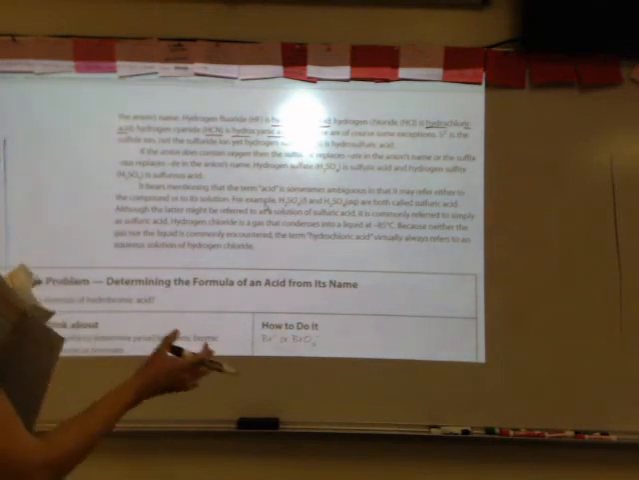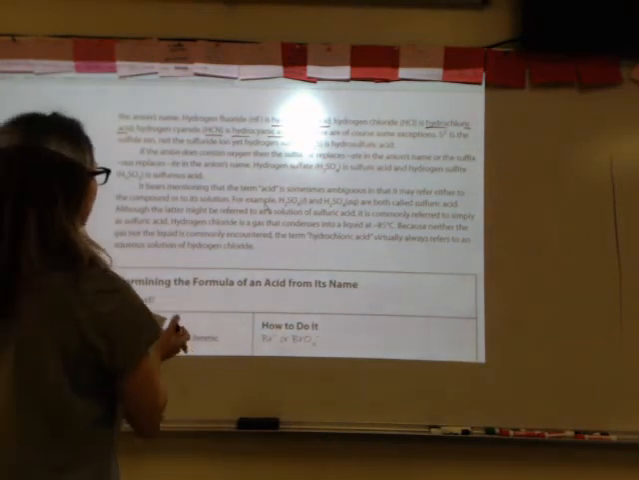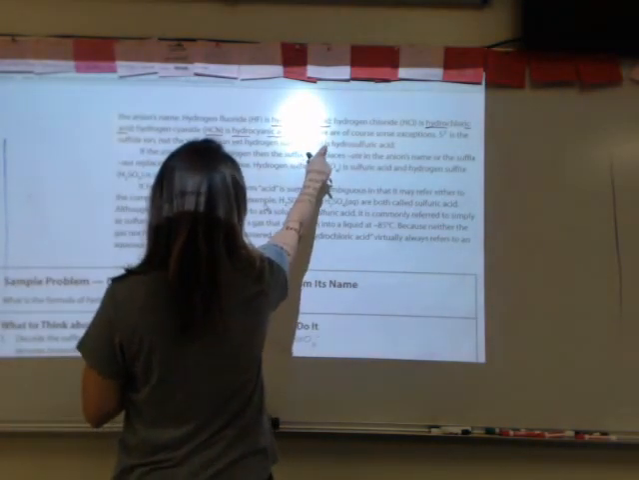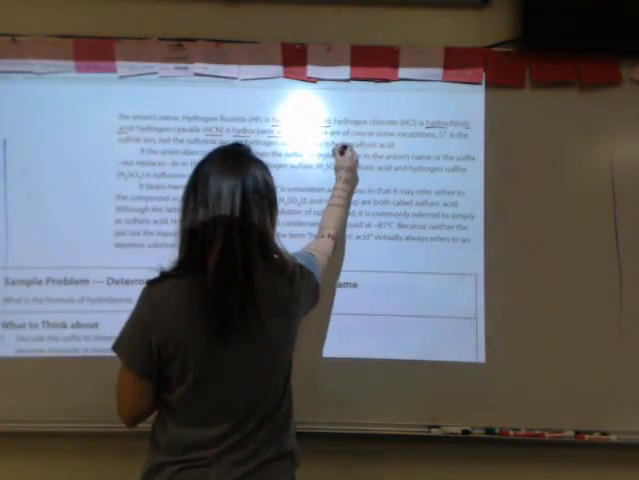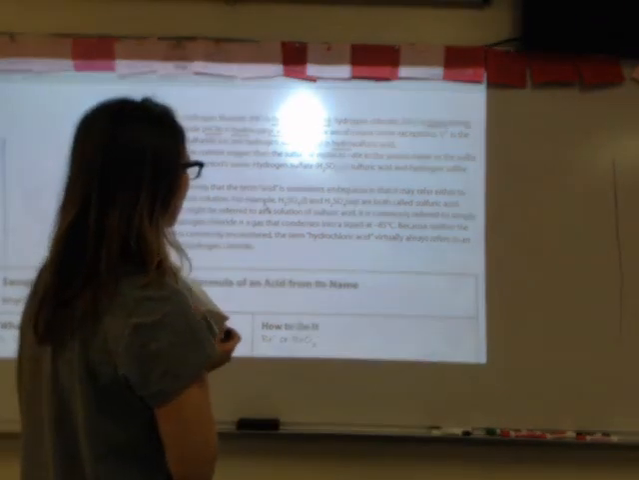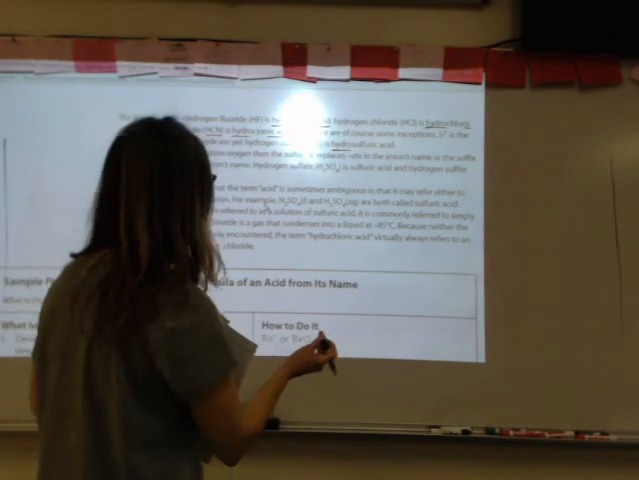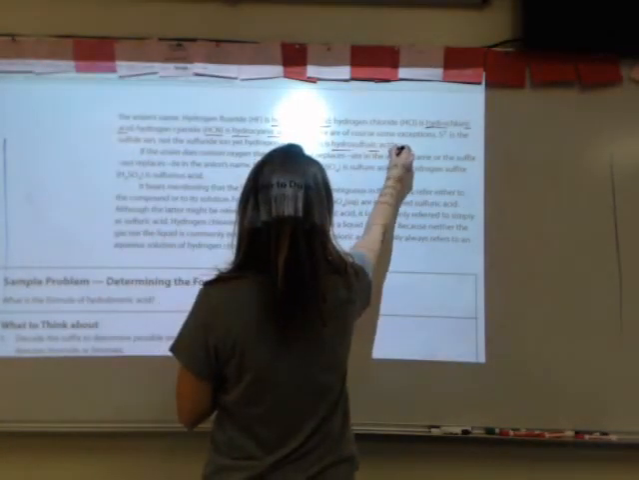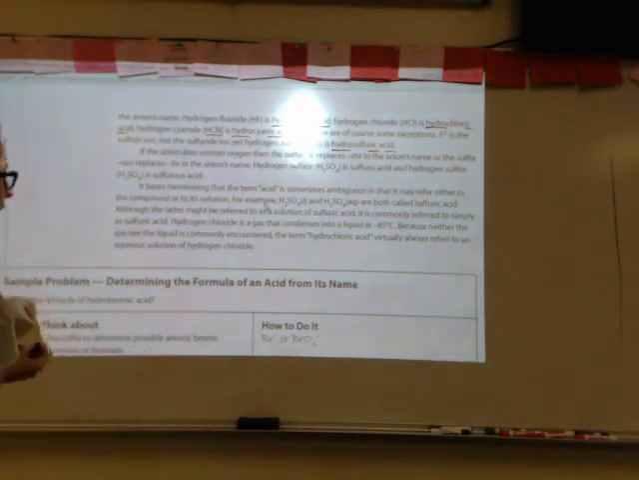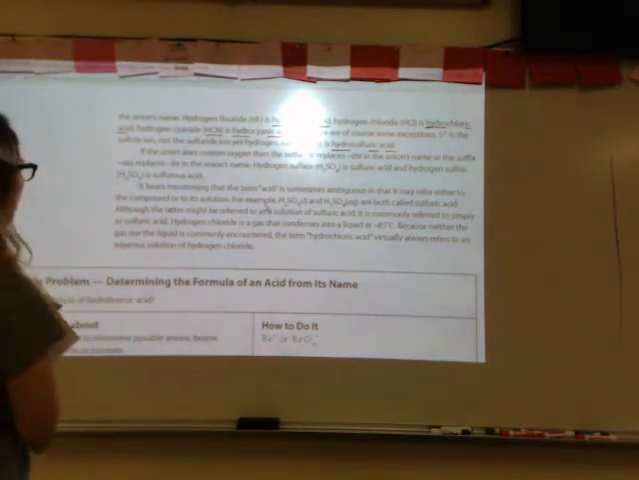Now, there are some exceptions. For instance, when you have sulfur with hydrogen for H2S, no oxygen there. This is hydro. You might think that this is sulfuric acid, but it's really hydrosulfuric acid. It sounds better than hydrosulfic acid, so that's why we use it.